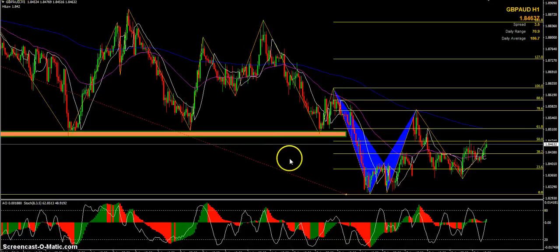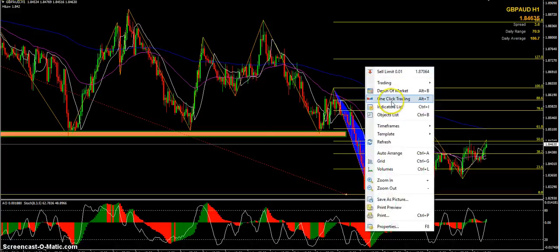Technically, this wouldn't be a bat pattern, because you want to come back to the 38.2 or 50% to be a bat pattern. It only gained to 23.6. But if you did look at that one and you made a trade, you wouldn't want to get into the 88.6 area. So again, you want to get in around this area up here.